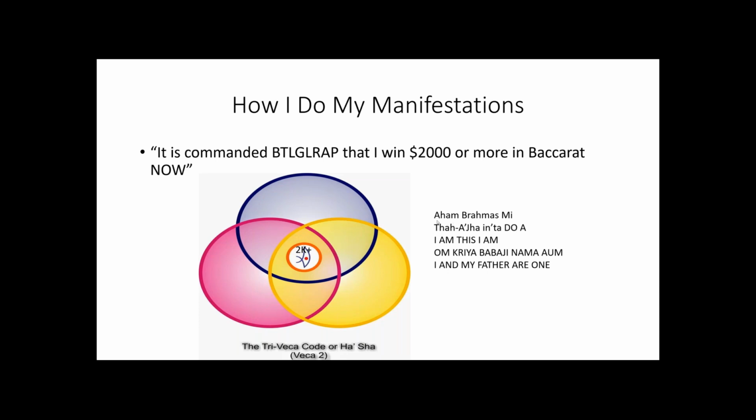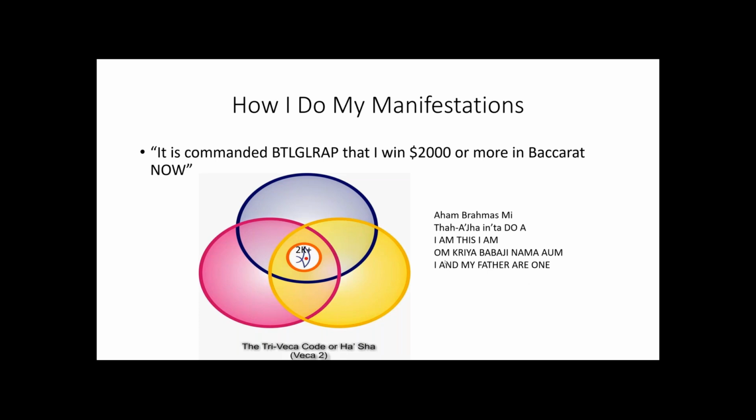So we first put Aham Brahmasmi, which basically means in Sanskrit, I am Brahma, I am God. Ta Asia Inta Doi. This is an Anuhazi language, the first external spoken language in our time matrix. And this means spoken as it is stated, as so it is done. It's a very powerful command. And then I am this I am.